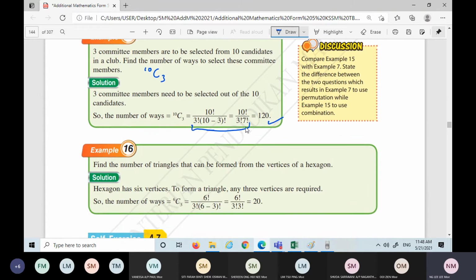So this one is the same thing. This one no need to show, unless they say cannot use a calculator, then you got to use this way.